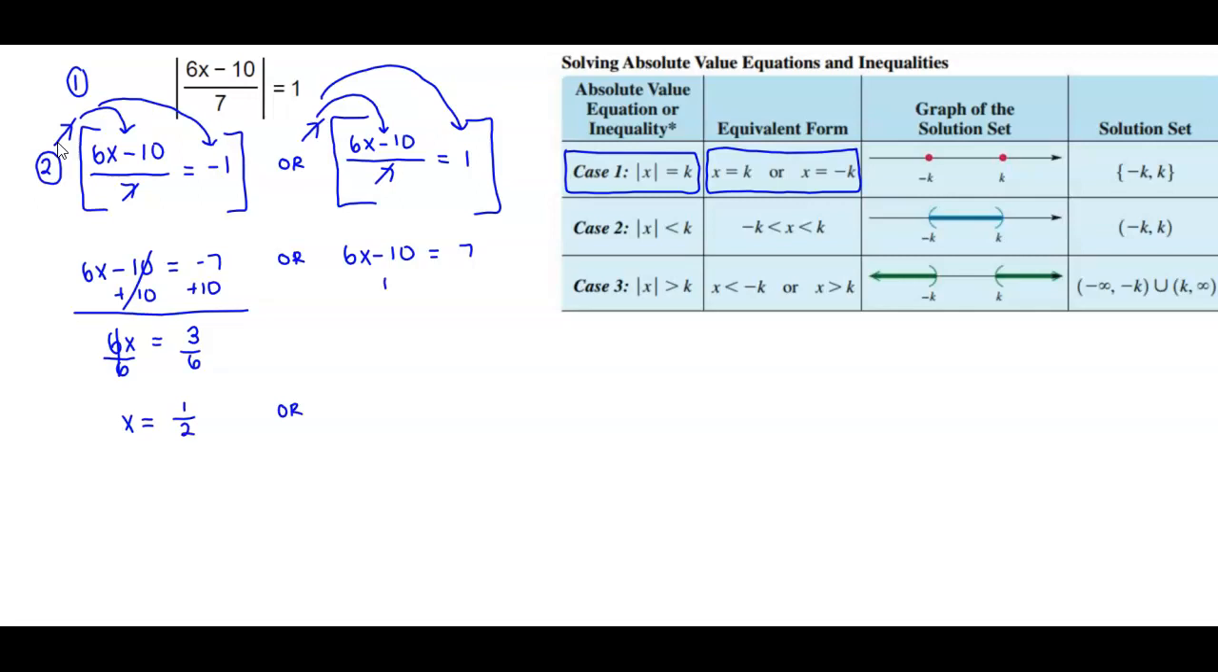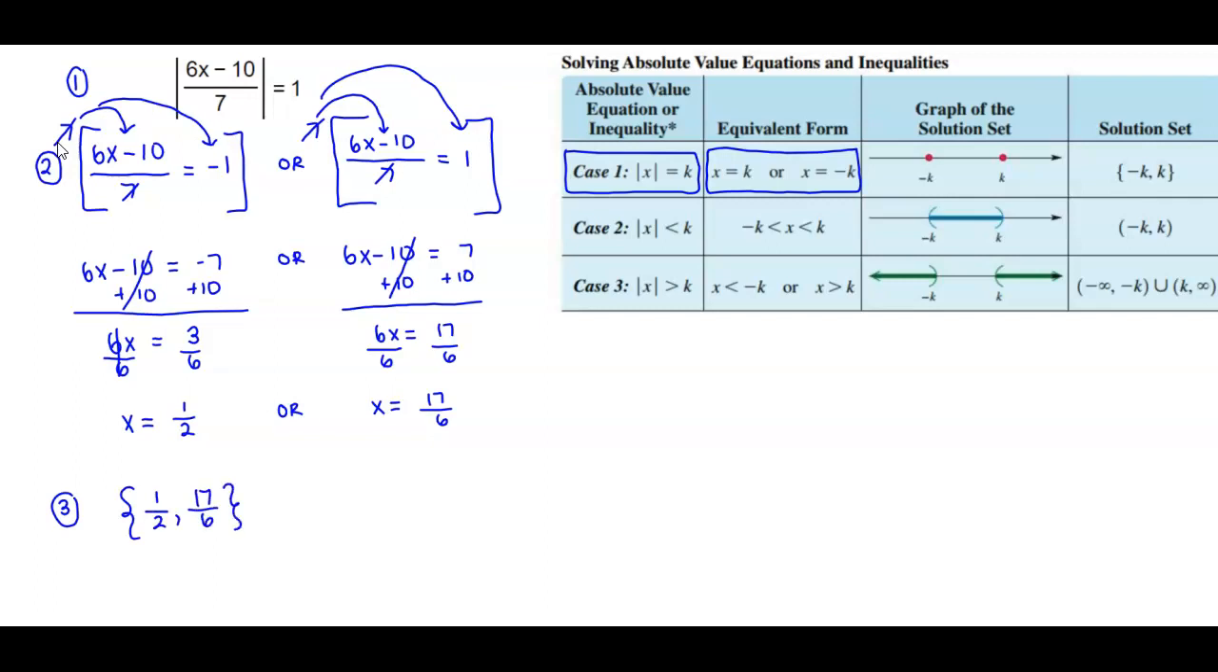Or over here, we're going to add 10 to both sides. And we get 6x, which is equal to 7 plus 10, which is 17. Divide both sides by 6. And then x is going to equal 17 over 6. And therefore, here are our two solutions. We have 1/2 and then 17 over 6.